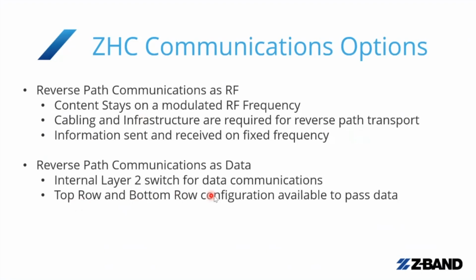We also took away this top row, bottom row configuration to pass data. It had been there in our third generation, our HD 860s. It's there in our fourth generation in the HD 1000s. And then we took it away for the ZHCs because, again, we believed we could just push that through a layer 2 switch for data communications. And we've had a lot of clients who have had very reasonable objections to that. That's kind of forced us to go back and reconfigure this top row, bottom row, and make it available again in order to support our client base.